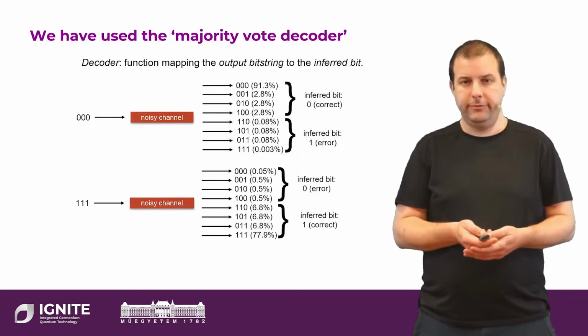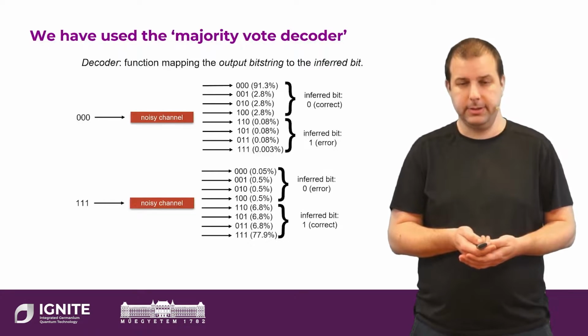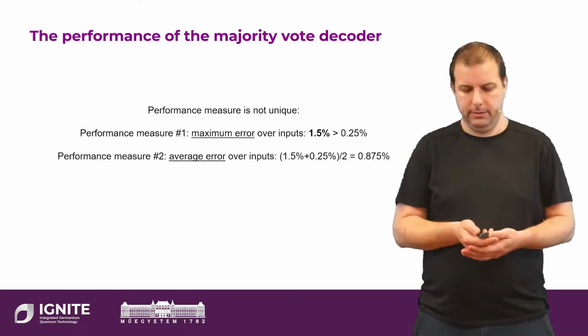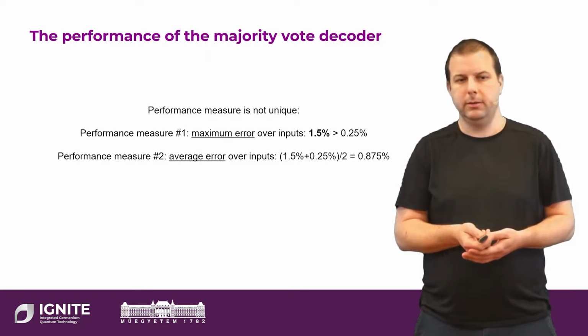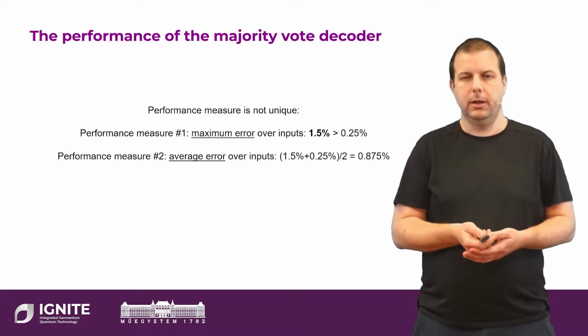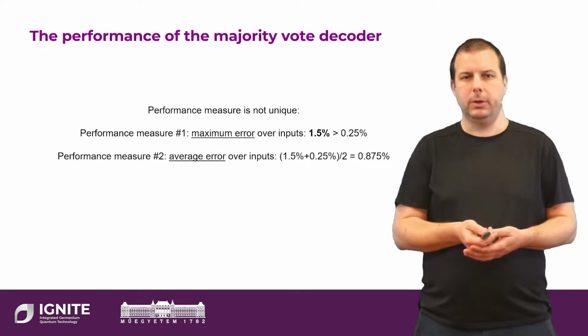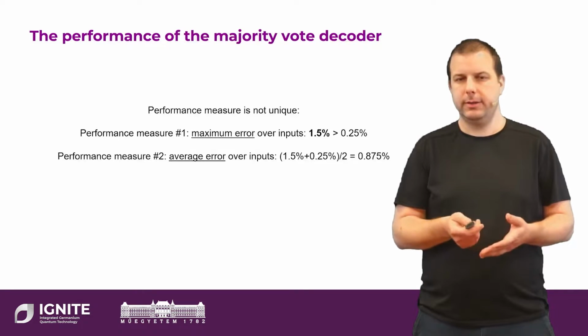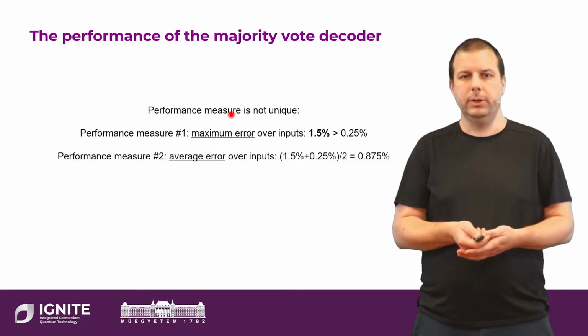Speaking about performance, of course, we also want to quantify somehow the quality of an error correction scheme. And typically, the quantification of the performance is not unique. So you can use different measures, different figures of merit to quantify the performance. And I'm just exemplifying this degree of freedom here. Performance measure is not unique in general.